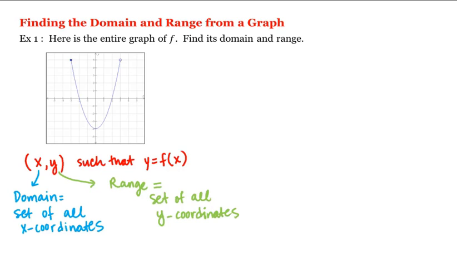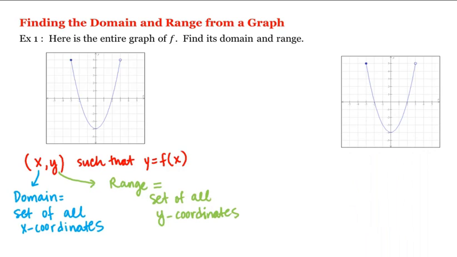So looking at our graph, what is the set of all possible x coordinates of points on the graph? It's this interval here, isn't it? Think of projecting the graph onto the x-axis and we'll get this interval. Notice that if we go further to the right here, there's no point on the graph with these x-coordinates. Or if we go further to the left over here, there's no point on the graph with these x-coordinates either. So therefore our domain is this interval.